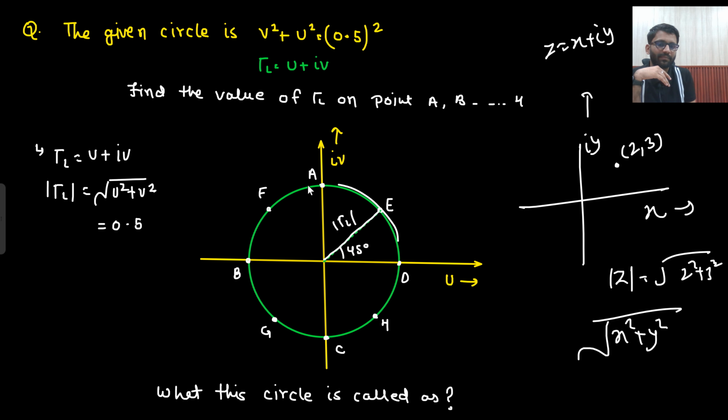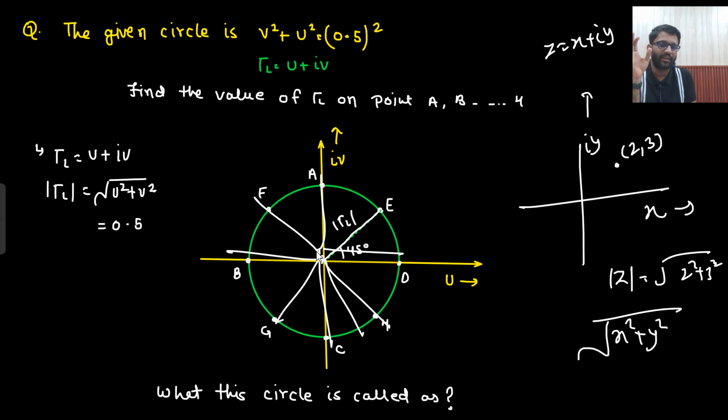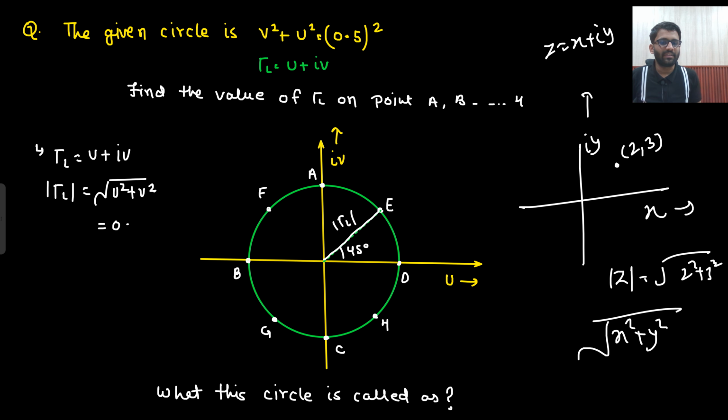Because this is a circle, no? On this circle, all these are radii. And on all these points, whether it is A, B, C, D, E, F, G, H, any point, the mode of gamma L will be 0.5, because this is your u plus iota v plane. If I had made an x plus iota y plane and at point 2, 3 I had asked you the mode of z, you would have done the square root of 2 square plus 3 square. Similar thing I am doing here.